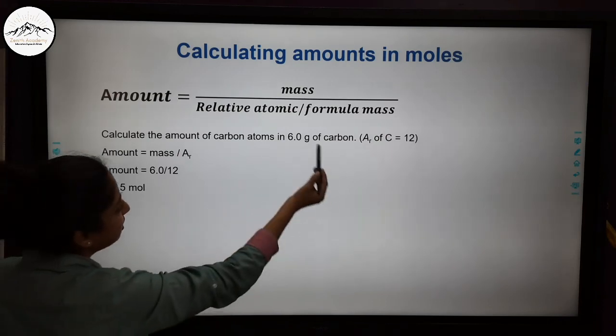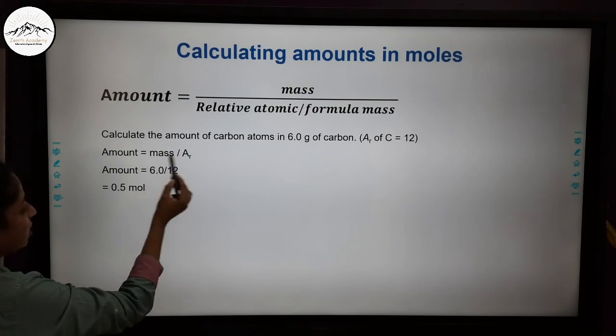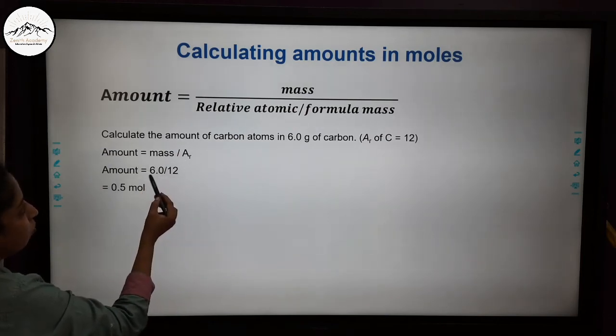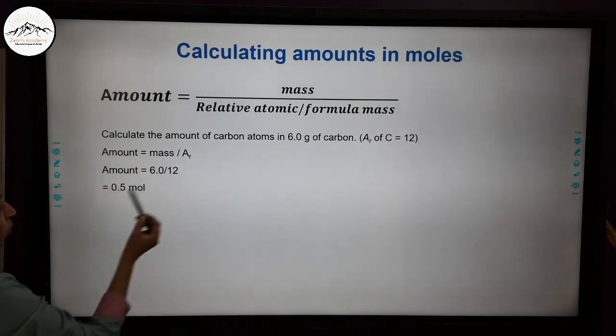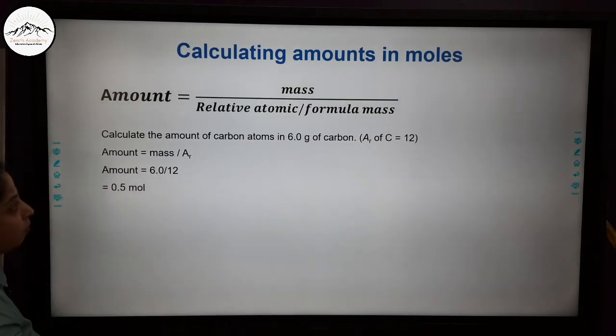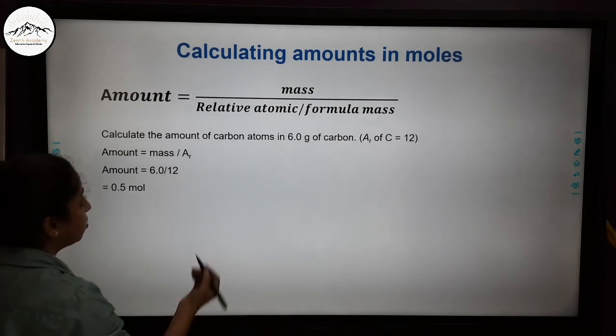So here it is atomic, since it is only carbon. So amount is mass upon relative atomic mass. So mass is 6 and relative atomic mass is 12. So 6 upon 12, which is 0.5 mole. We can also do that by the magic formula if we don't remember this formula.